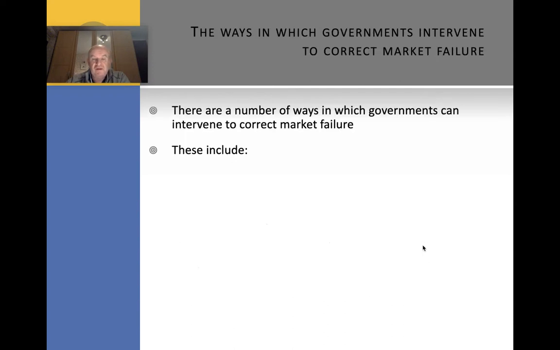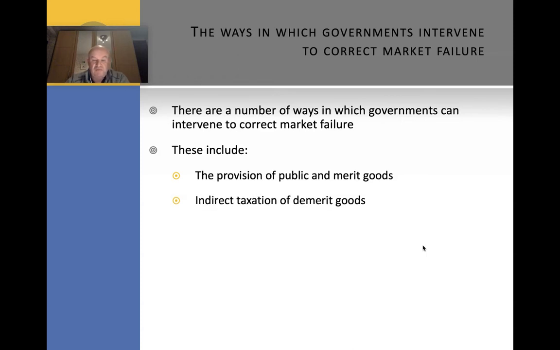So in terms of how the governments might choose to intervene when it comes to correcting market failure, let's have a look at some of the things that they might choose to do. They might choose to look at particularly the provision of public and merit goods, and we'll take a look at what that means in a minute and how you can define each one of those. They might choose to also indirectly tax demerit goods to make them more expensive to buy and to try and discourage people to consume as much of the demerit goods as maybe they would like to.